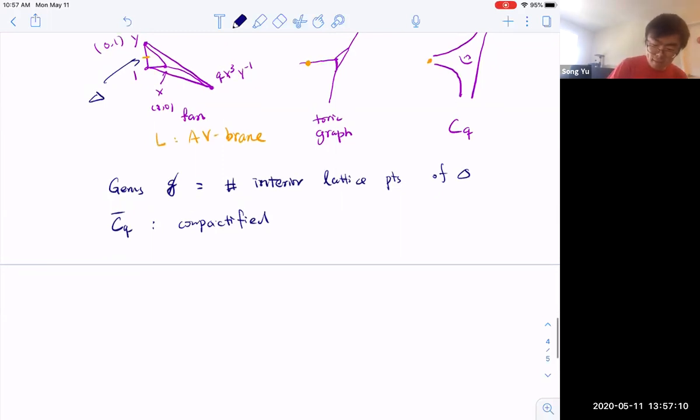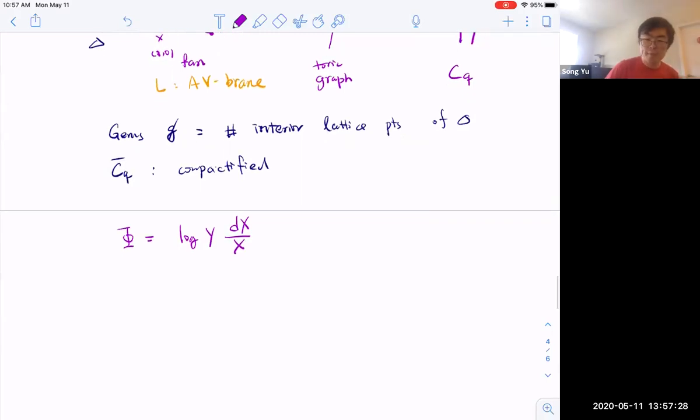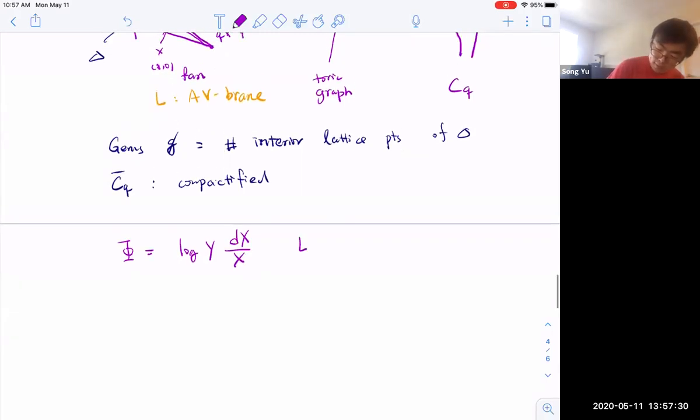Okay. And also a very important thing is that we have a one-form, which I call phi. This is log y dx over x. So this x and y are coordinates on the ambient space C star squared. So this is the Liouville form.